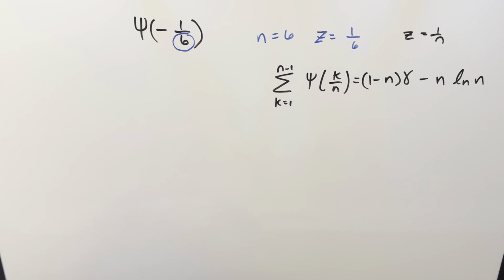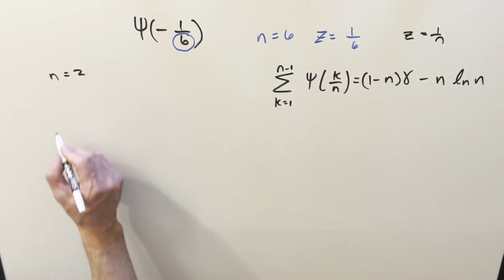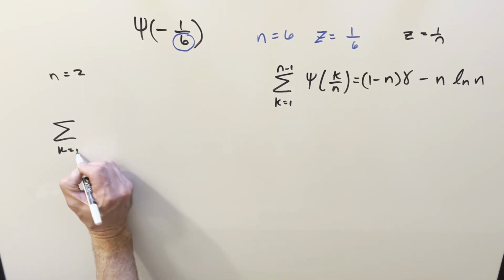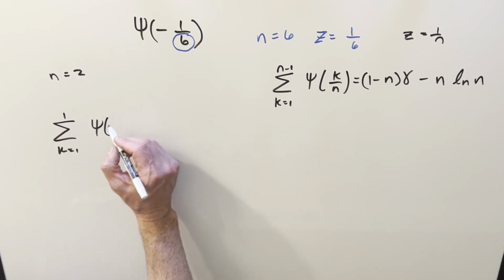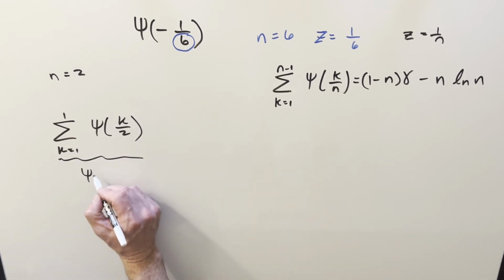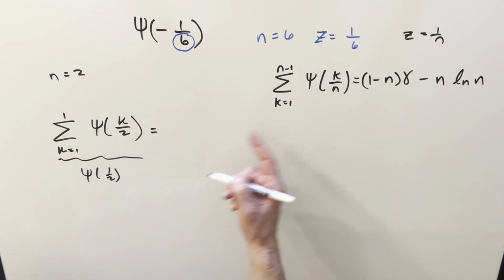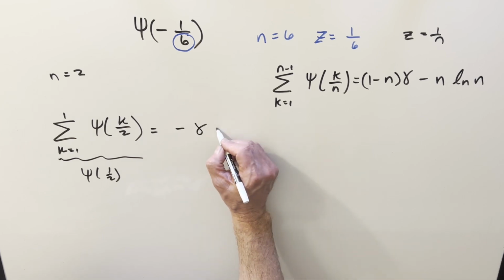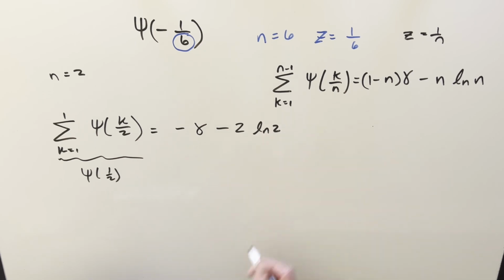Okay, next let's go ahead and use this formula, but let's not start with n equal to 6. Let's see what happens when n equals 2. So we're going to have the sum from k equals 1 to 1 now. So it's just going to be a single term, digamma of k over 2. The nice thing about this is it's just one term, and it's just going to be digamma of 1/2. So it's going to get us this actual value real quick. We're going to have 1 minus n, where n is 2, so this is going to be minus the Euler-Mascheroni constant. Plug in 2 here, and we have minus 2 ln 2. And so that's going to give us a value for digamma of 1/2.